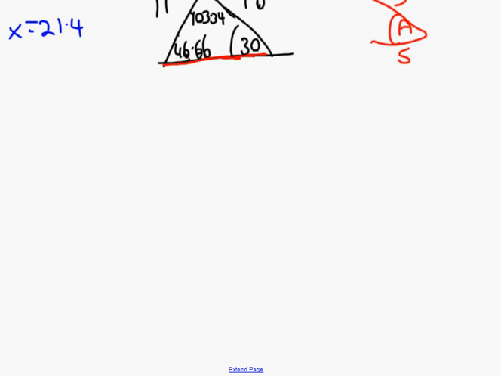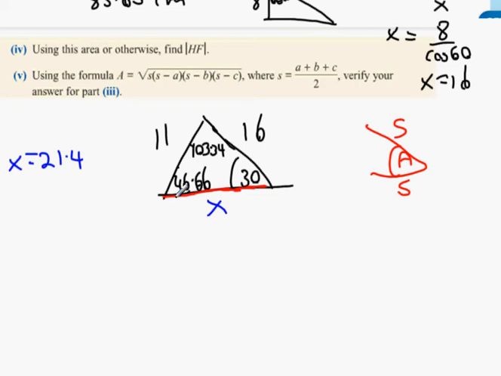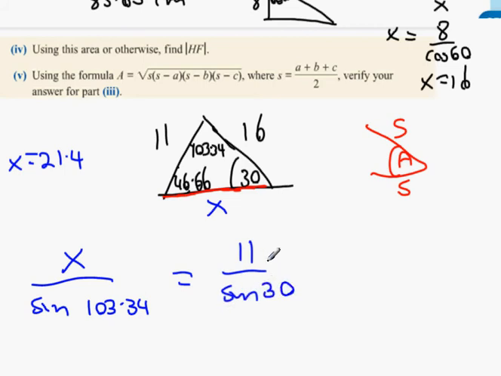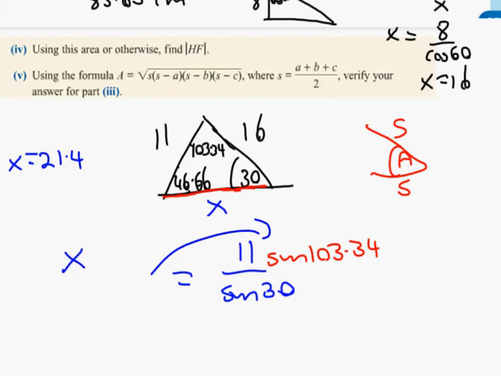Once again, x is here. X over the sine of the angle opposite it, which is 103.34. Pick any other side and the angle opposite. We can use 11 over sine 30, or 16 over sine 46.66. Cross multiply, and tell me what 11 sine 103.34 divided by sine 30 is. I'm hoping it's 21.4. Yeah, it is. If you do the cosine rule, you get the same answer. Any of them will give you the same answer.